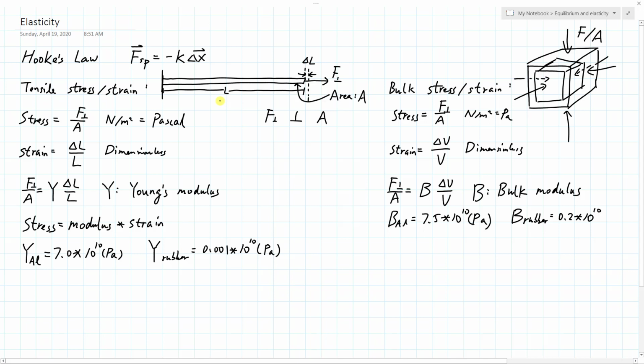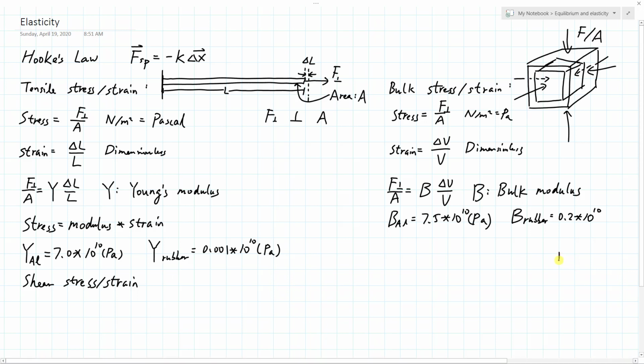So now we have bulk and tensile. We have a third one. This one is shear stress and strain. So let's put it down here. So shear stress and strain. What happens over here is, let's draw this maybe on the right side so we have enough space.